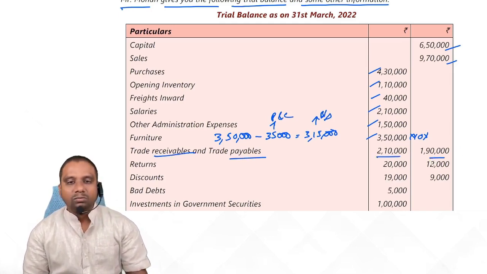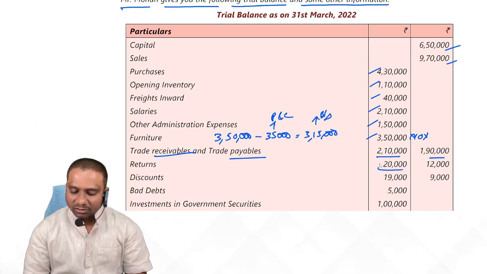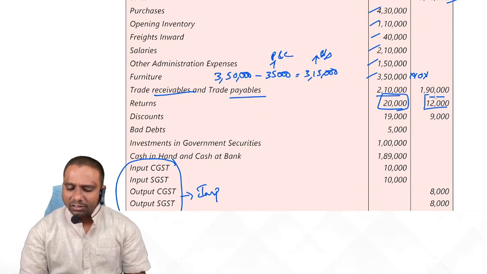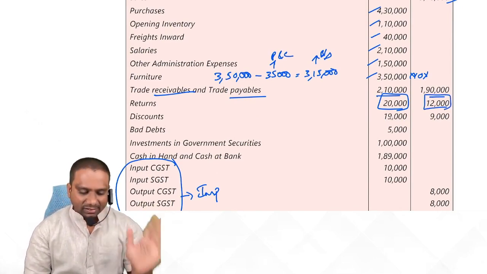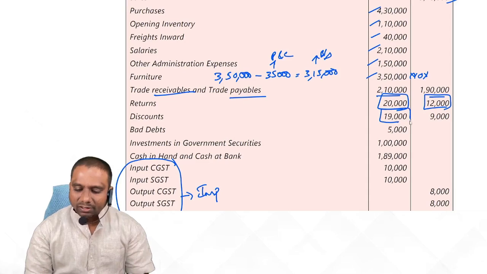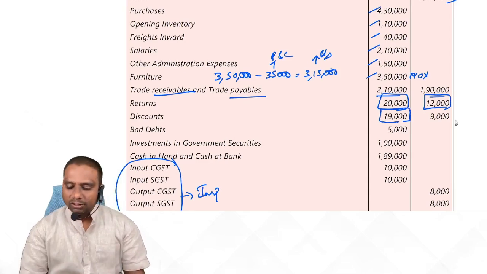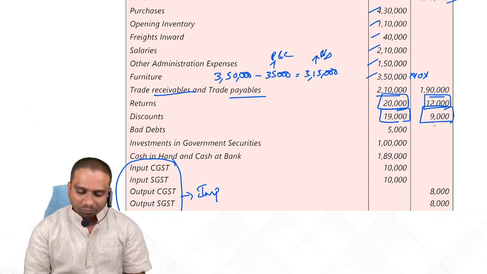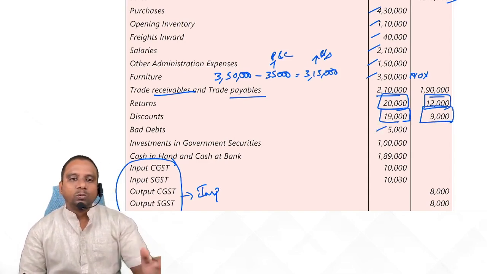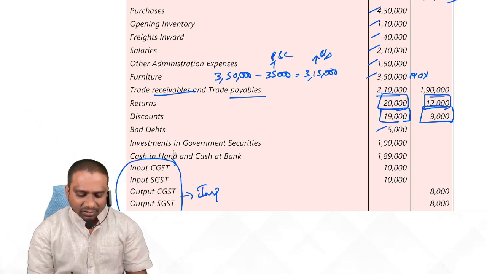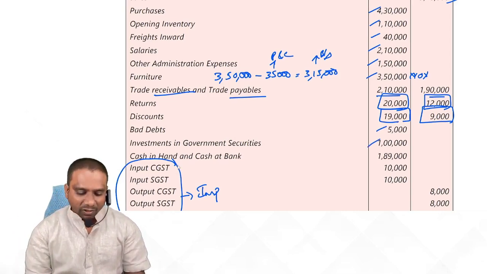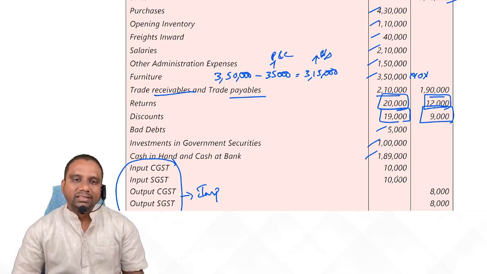Next one. Trade receivable, asset, balance sheet. Trade payable, liability, balance sheet, liability side. Returns: debit, sales returns, deduct from sales; credit, purchase returns, deduct from purchases. Next, discount: debit, discount allowed, P&L account debit; credit, discount received, P&L account credit. Bad debts, simply transfer to P&L account debit because it is lost now. Next, investments in government securities, asset, balance sheet, asset side. Cash in hand, cash at bank, balance sheet, asset side.